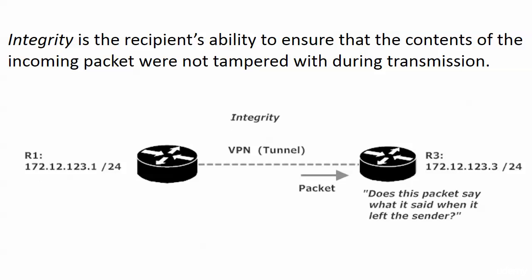Integrity. Now, integrity is also done on the recipient's end, and that is the recipient's ability to ensure that the contents of the incoming packet were not tampered with during transmission. And basically, router 3 here is getting a packet and saying, hey, does this packet say what it said when it left the original sender? So these are three great features to have.